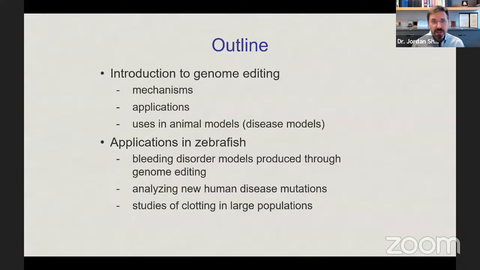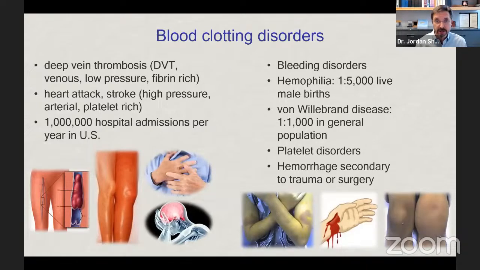So as I said, I'm going to talk to you first about genome editing to introduce it, the mechanisms behind it, the applications, how it's used in animal models, and then I'll talk about how we use it in zebrafish to produce models of bleeding disorders, to analyze human disease mutations and study large populations.